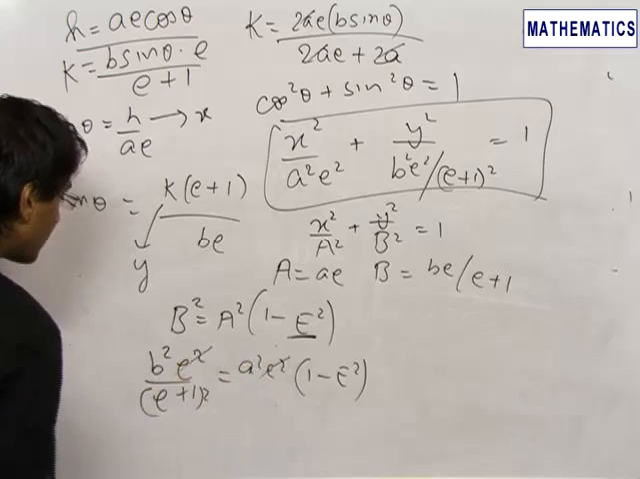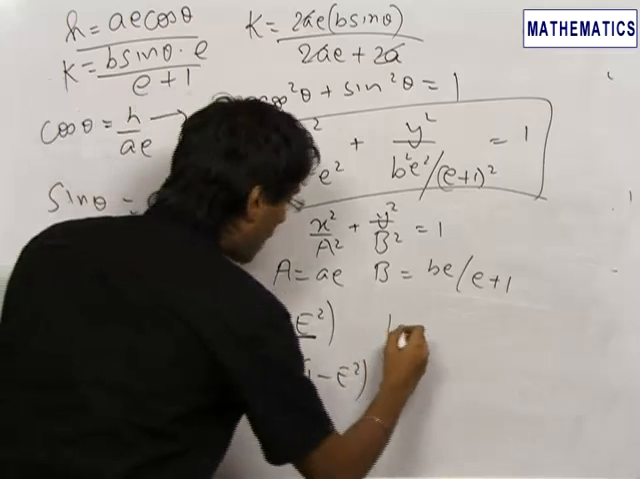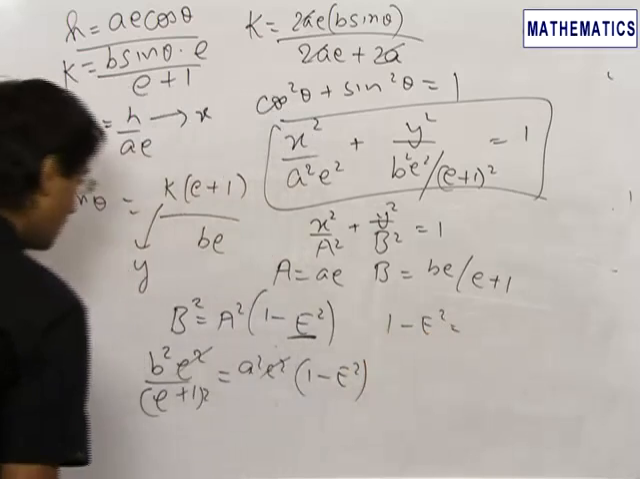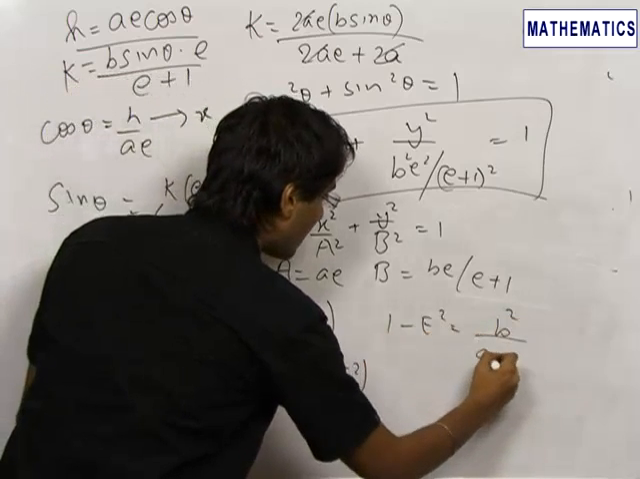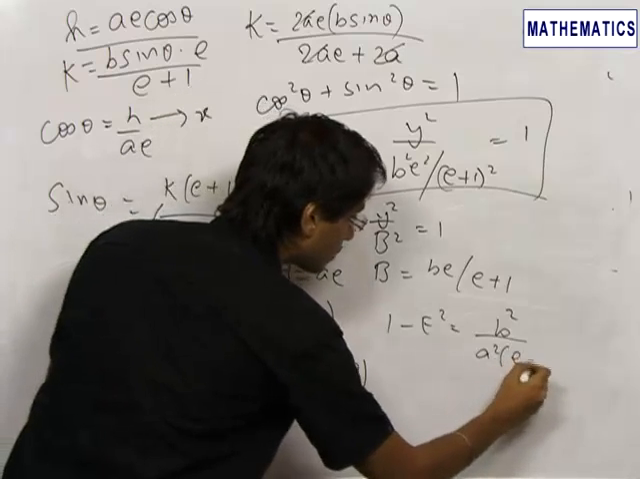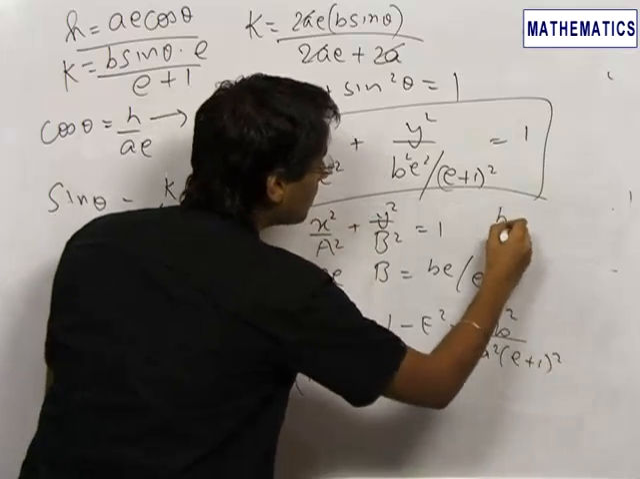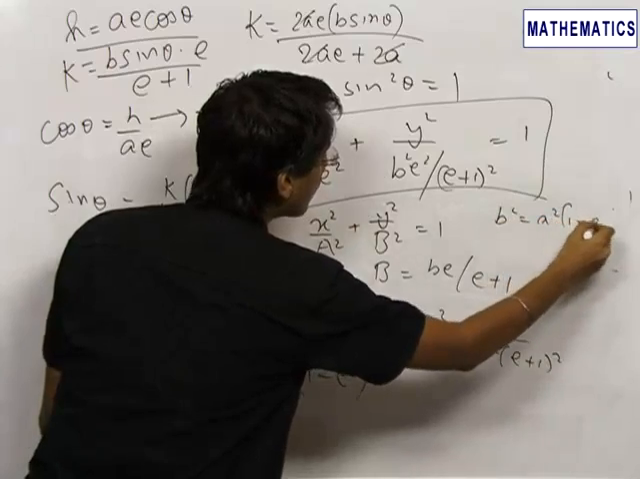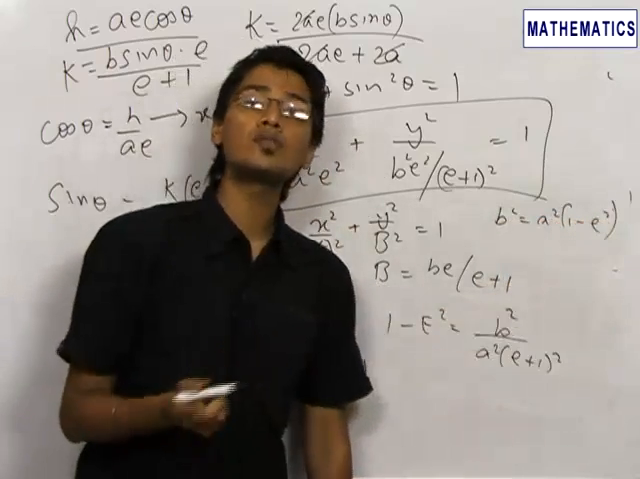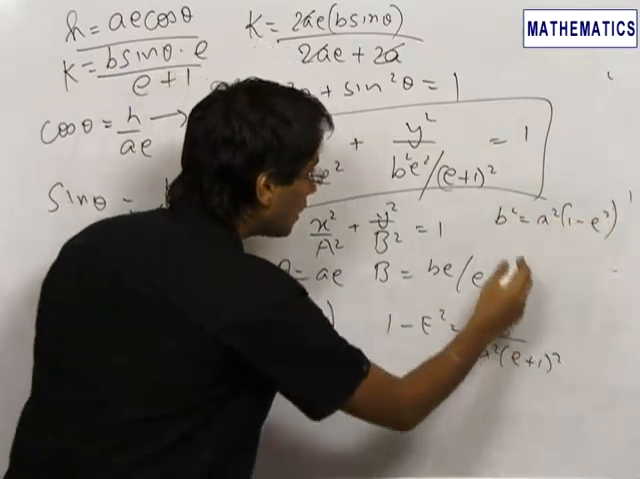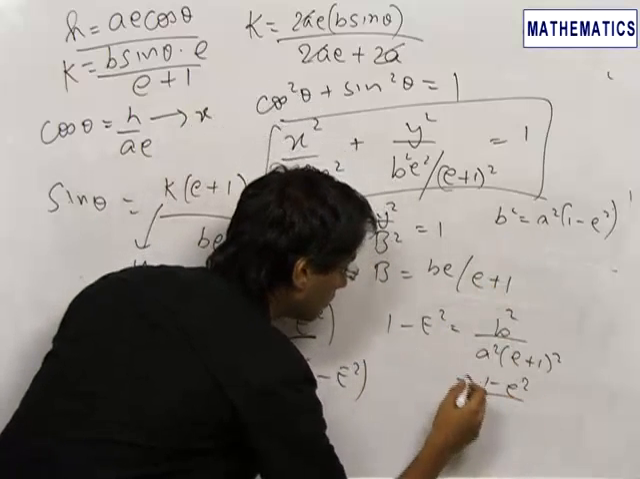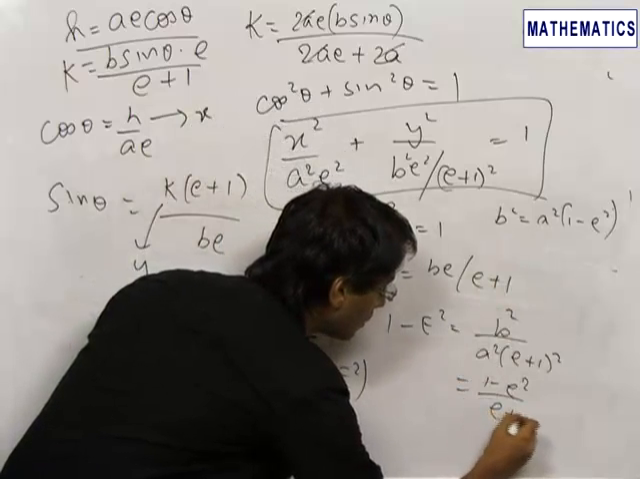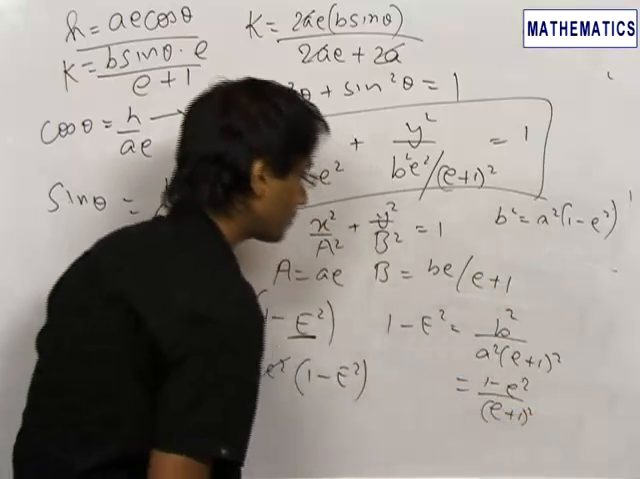This e square and e square gets cancelled. So we have 1 minus E square is equal to b square by a square upon (e plus 1) whole square. And we know that b square is equal to a square times (1 minus e square) for the ellipse x square by a square plus y square by b square equal to 1. So putting b square by a square equal to 1 minus e square, it becomes (1 minus e square) upon (e plus 1) whole square.